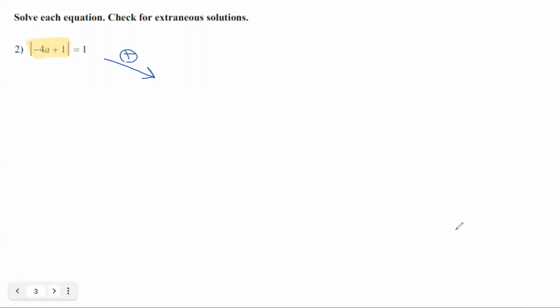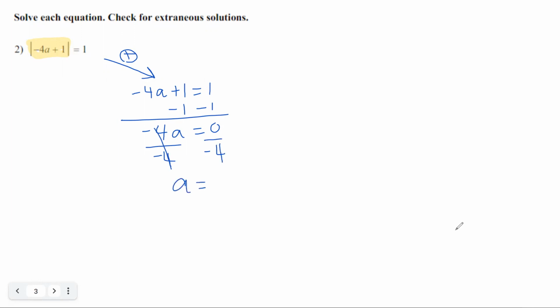My positive case is -4 times a plus 1 is equal to 1. I want to solve for a, so I'm going to subtract 1 from both sides. I have -4a equals 0. And I still need to get a alone, so I'm going to divide by -4 on both sides. Whatever I do to one side, I have to do to the other. Now remember, it is okay to have 0 in the numerator. It is not okay to have 0 in the denominator. So 0 divided by -4 is 0.